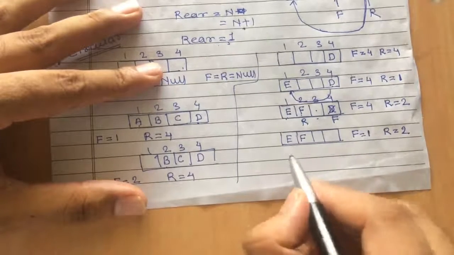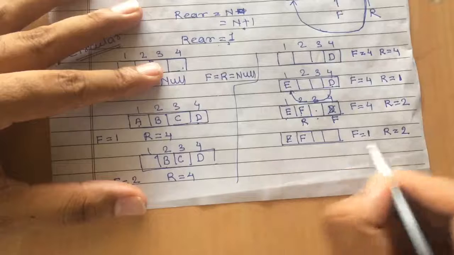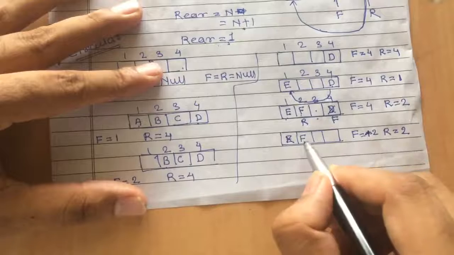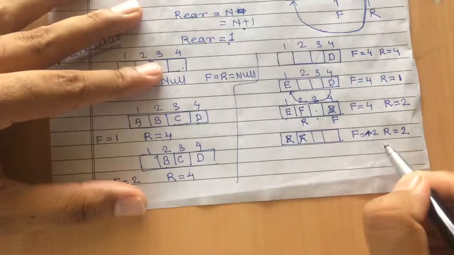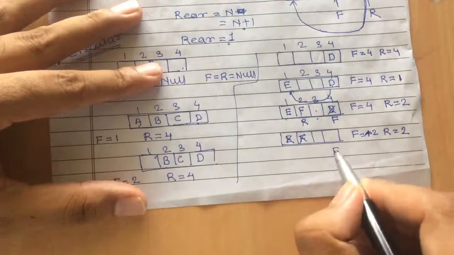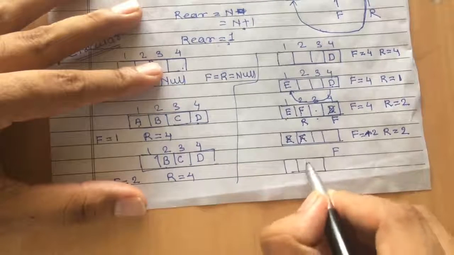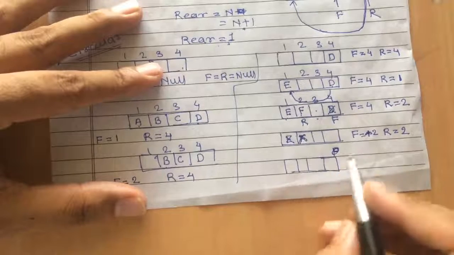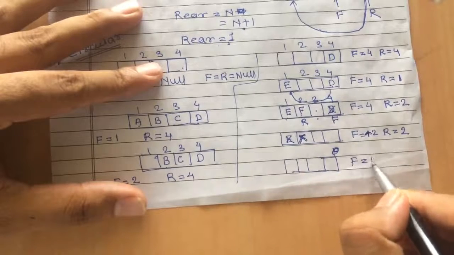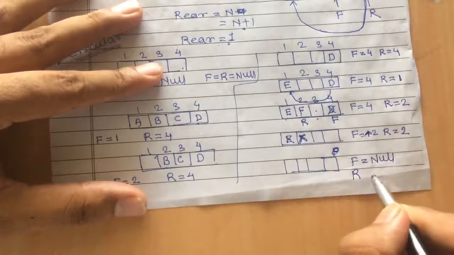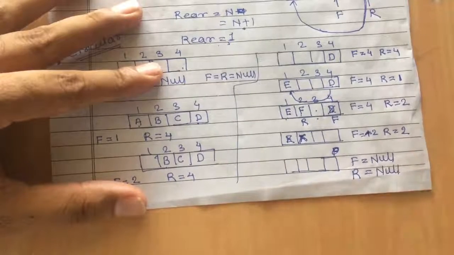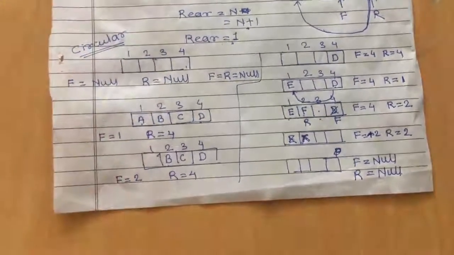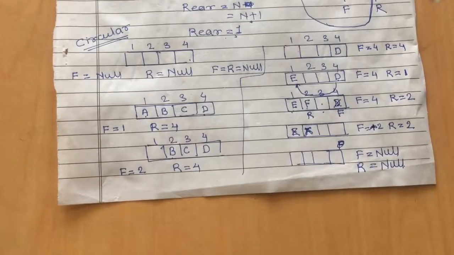Now my front will point to the first location and rear will point to the second location, and so on. Now if I remove this E, my front will point to this second location, and if I remove again F, what will happen? After removing E and F, my Q becomes empty. So we have to set front equal to null and rear also equal to null. Okay, so this is about circular queue. I hope you understand this concept of circular queue.